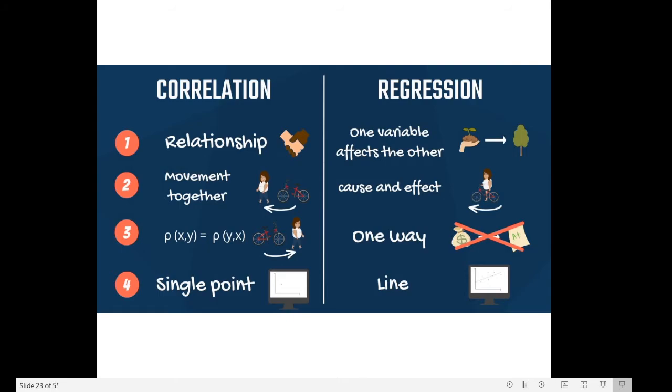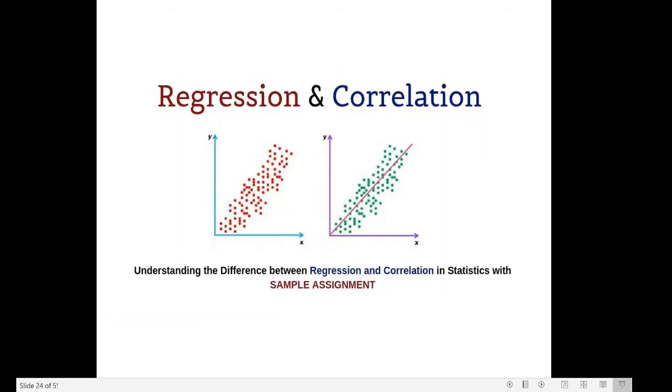Regression is where one variable affects the other. Correlation is one thing; regression is, for example, if you change the concentration in an experiment, the output value varies. When the concentration of substrate is increased, the enzyme activity increases. It's a cause and effect relationship. It's like a one-way ANOVA, and it is explained with lines. Here is an explanatory image.